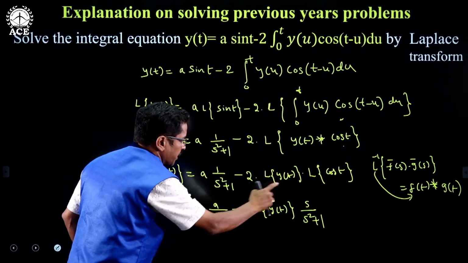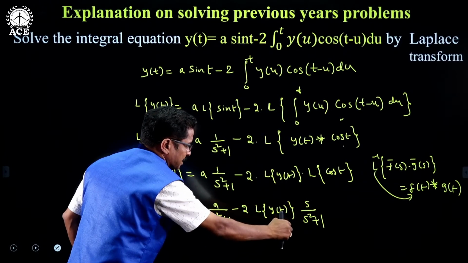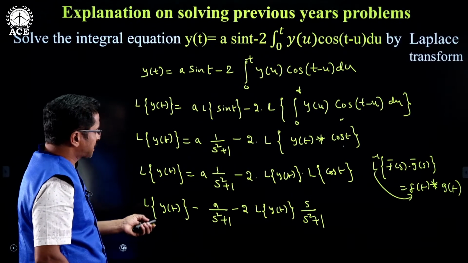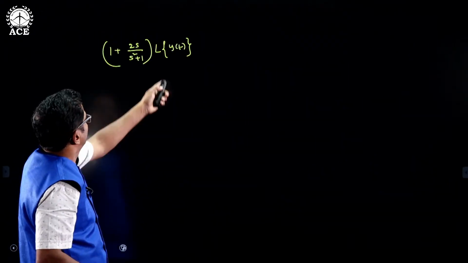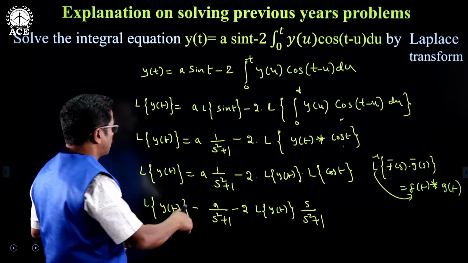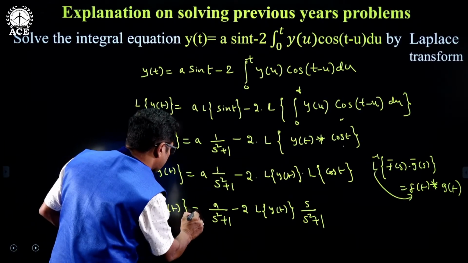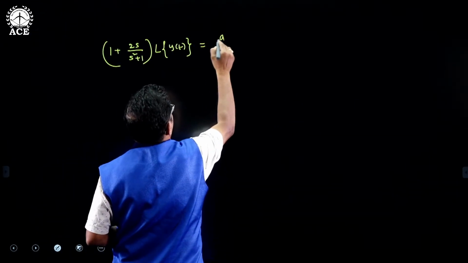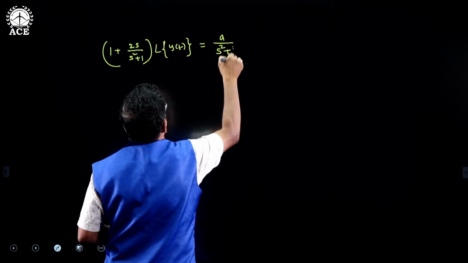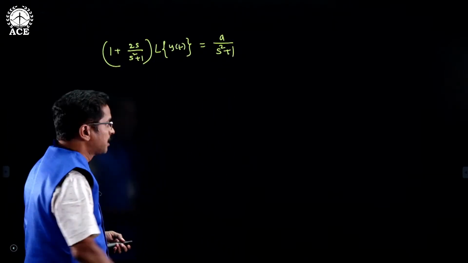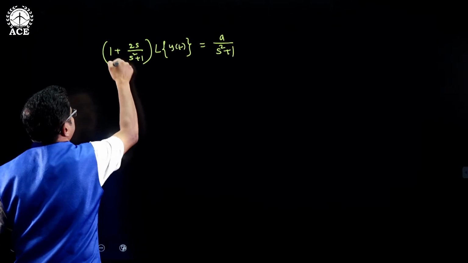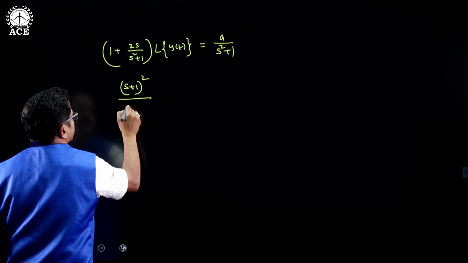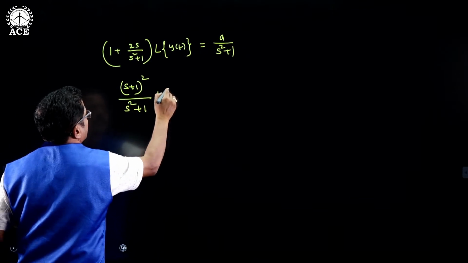When I bring minus 2s by s square plus 1 into L of y of t to this side, it becomes 1 plus 2s by s square plus 1 into L of y of t equals what is left here, a by s square plus 1. Now you simplify this. When I take LCM and simplify, you will get s plus 1 whole square by s square plus 1 into L of y of t.